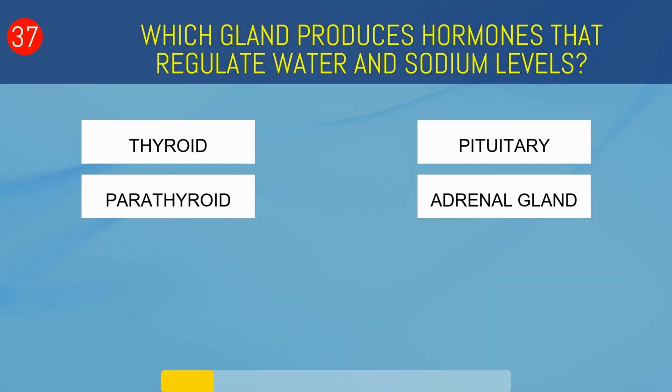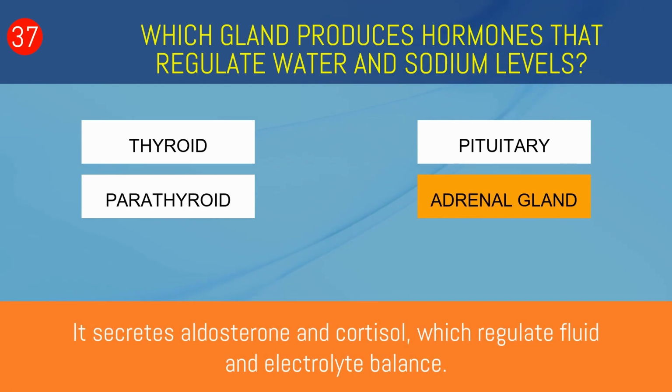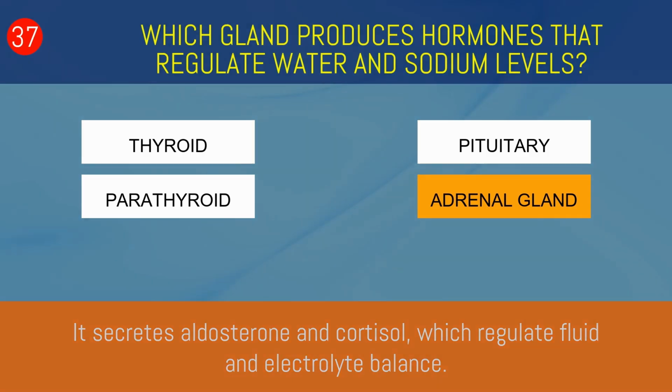Which gland produces hormones that regulate water and sodium levels? Thyroid, parathyroid, pituitary, or adrenal gland? Adrenal gland. It secretes aldosterone and cortisol, which regulate fluid and electrolyte balance.